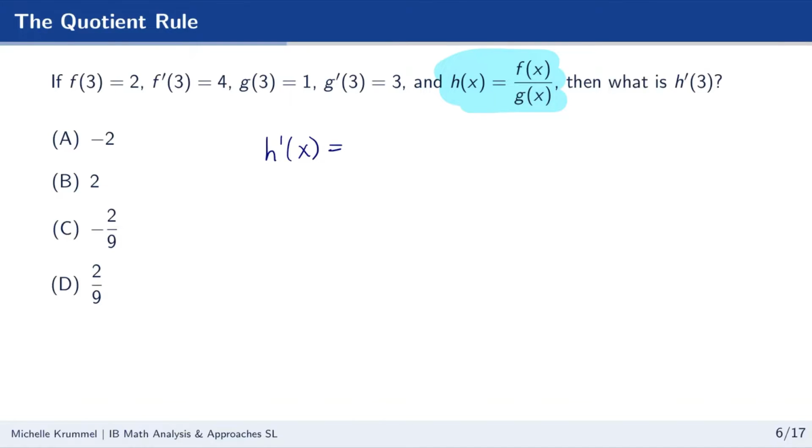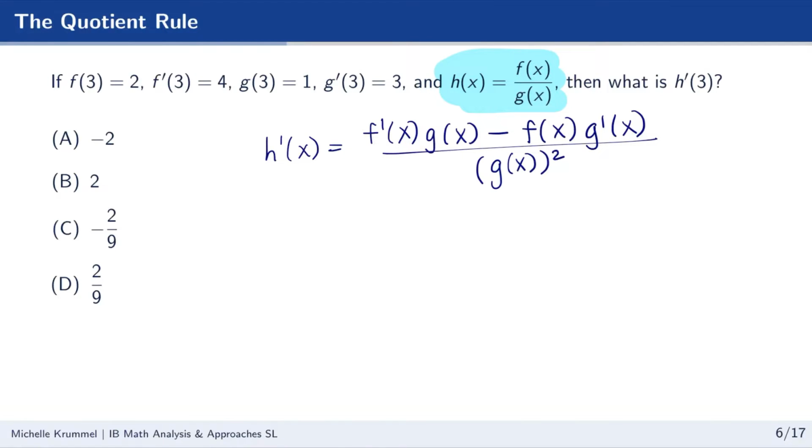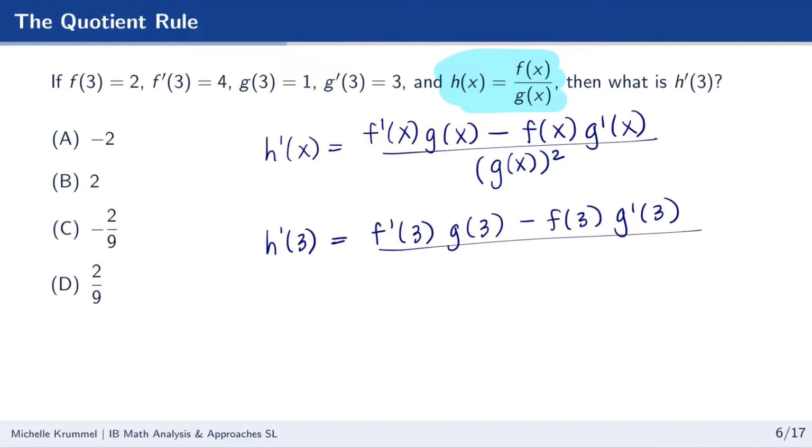Well, this is a quotient, so let's use the quotient rule: derivative of the top times the bottom minus the top times the derivative of the bottom, over the bottom squared. Now, to find h prime of 3, we simply substitute 3 in for x. So f prime of 3, g of 3, minus f of 3, g prime of 3, over g of 3 squared. And then we substitute in. f prime of 3 is 4, g of 3 is 1, f of 3 is 2, g prime of 3 is 3, g of 3 is 1 squared. So that is 4 minus 6, or negative 2.